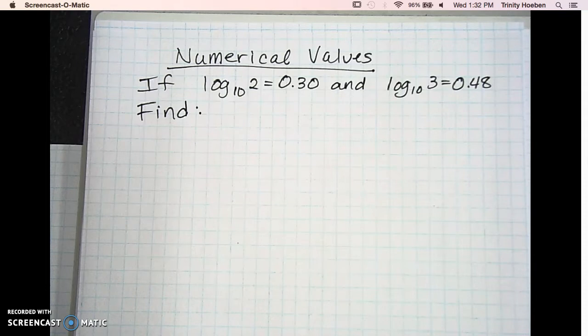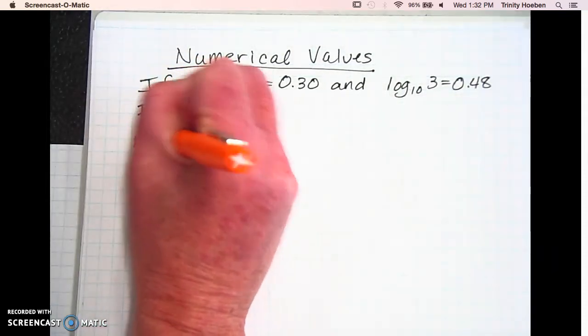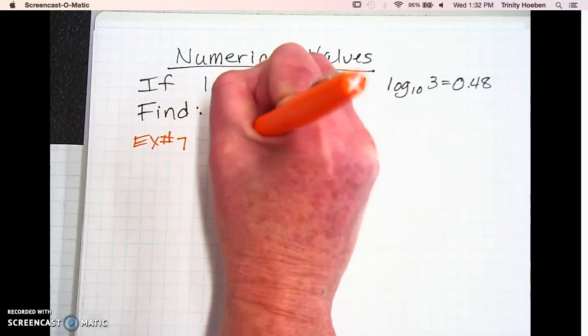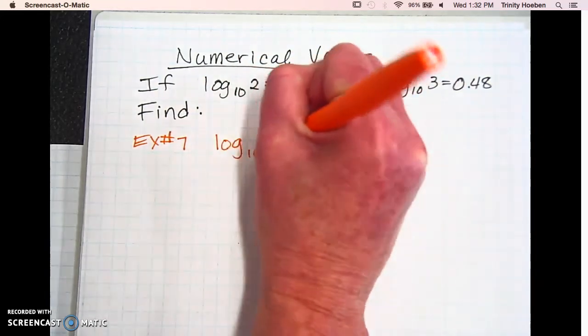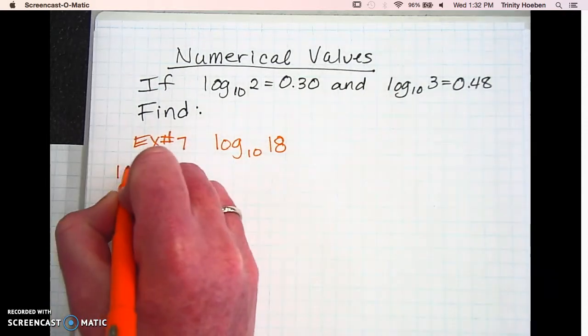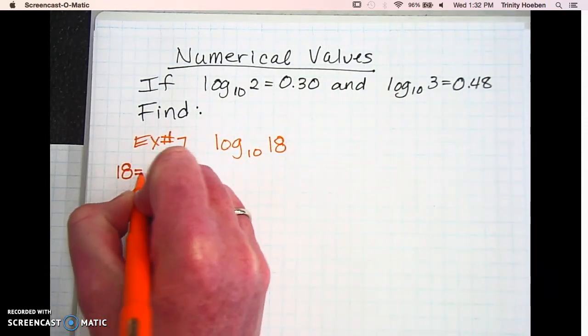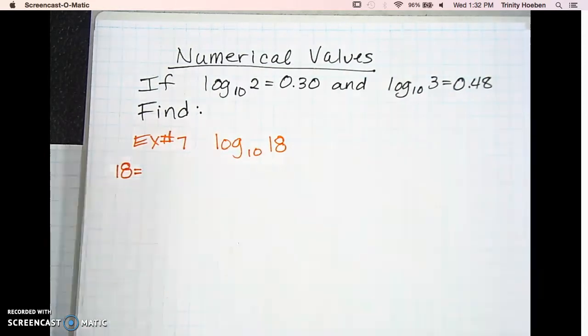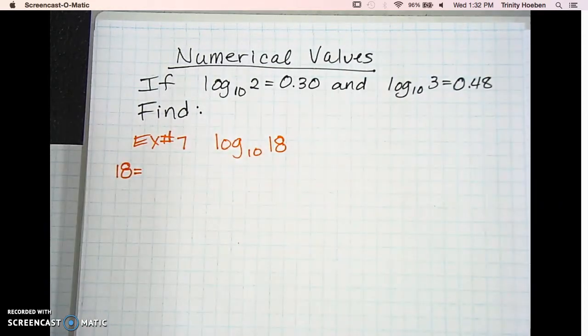And I'm going to break it down into 3 examples. So example number 7 is going to be log base 10 of 18. Okay? So notice the 2 logs up in the if part are both log base 10. So that part's good. But we don't have an 18 up there. We have a 2 and a 3. So the first thing we need to do is figure out a way to write 18 with 2's and 3's. How can we write 18 with 2's and 3's?